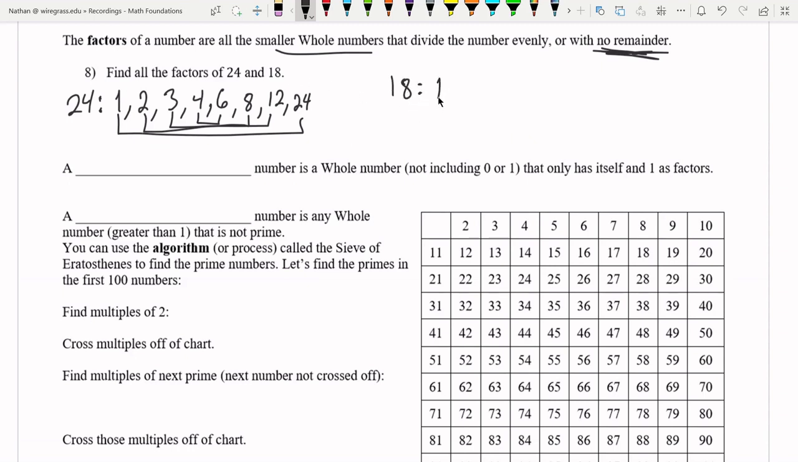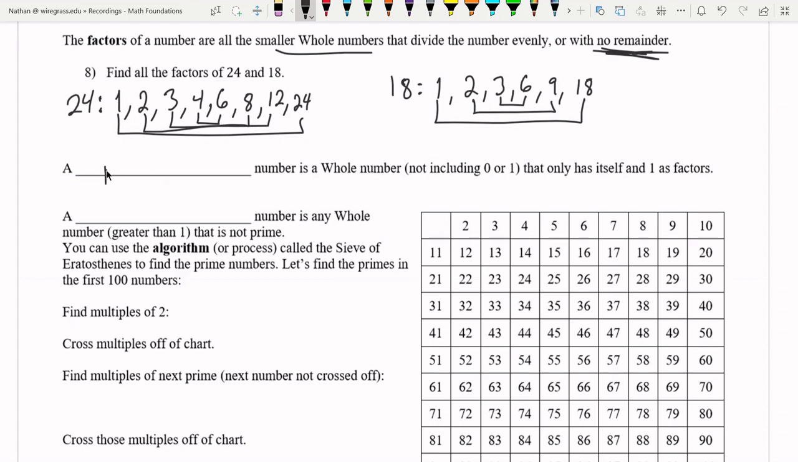Okay, for 18, of course, 1 can divide into that. 2 can divide in there, 2 times 9. 3 times 6. 4 cannot go into 18. 5 cannot go into 18. And 6 can, right? 6 times 3. So that's the breaking point there. 2 times 9, and then 1 times 18. And these are all of the factors of 18.